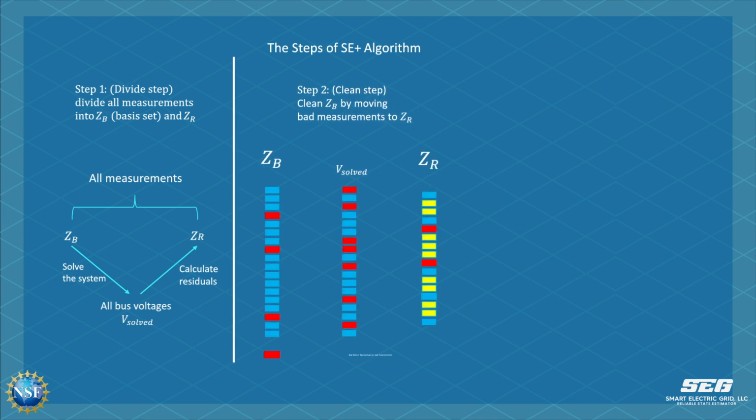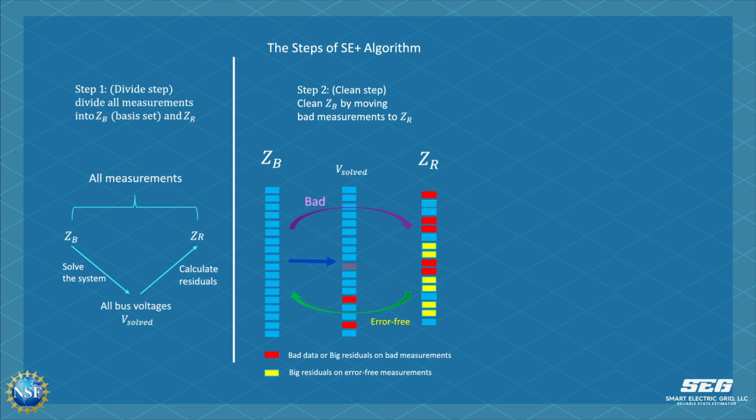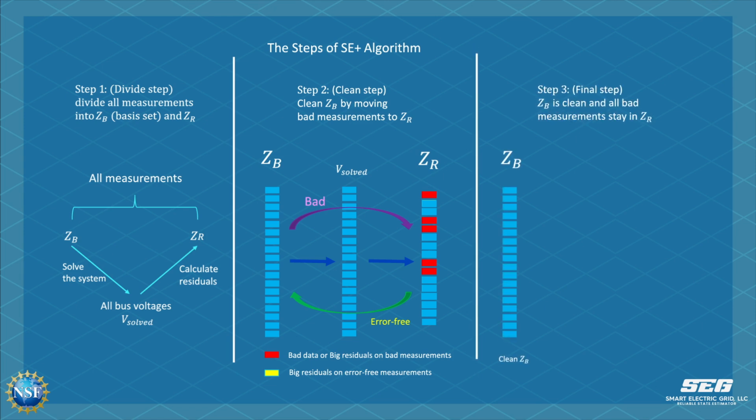In the SE Plus process, an error-free measurement from ZR replaces a bad measurement in ZB, progressively cleaning the ZB set. As a result, the voltage solution from ZB becomes more accurate, and the number of large residuals in ZR decreases. SE Plus stops when these large residuals are minimized, ensuring a solution whenever the system is observable.